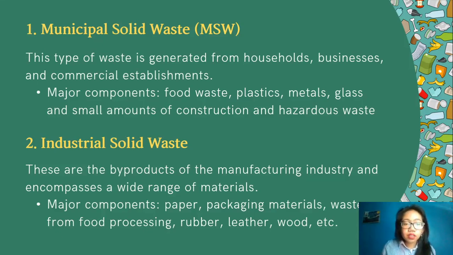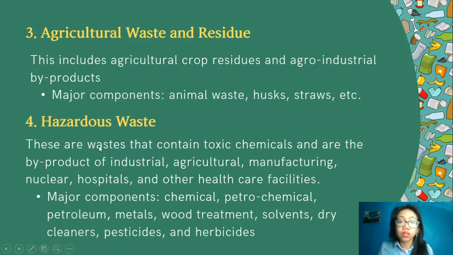Now, industrial solid wastes are different because these are byproducts of manufacturing. So packaging materials that are extra and cannot be recycled, so we throw that. Paper, so boxes, waste from food processing, rubber, leather, extra pieces of wood or leather or clothes that cannot be used, then that's considered as industrial solid waste.